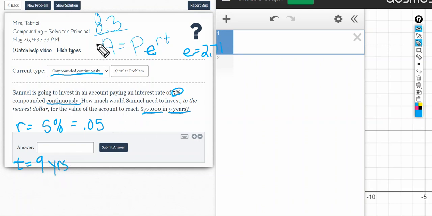And the account, that's the amount, okay? P is the amount you start with, okay? A is the amount you end with. So P is called principal. That's how much you start with. A is how much you end with. So let's plug in the information that we know.